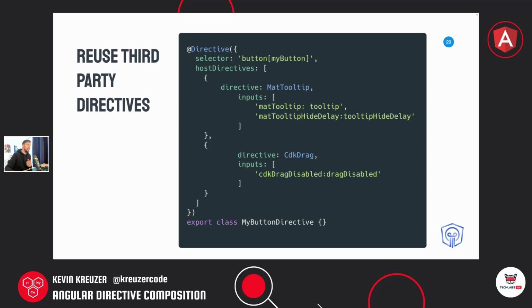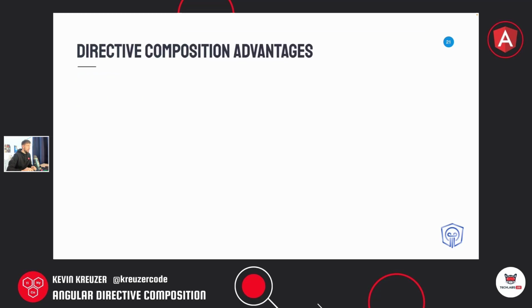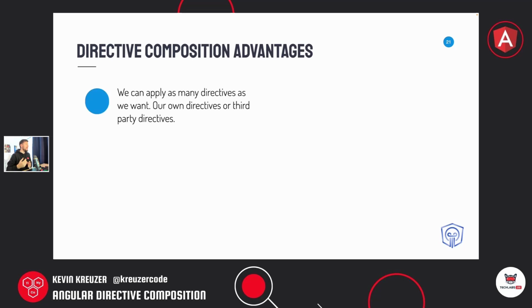And also you can then apply multiple of those directives. So let's quickly summarize what we've learned here. Directive composition has a bunch of advantages and I think it's a pretty cool feature. I hope that you now see the advantages of it. So one of the cool things is we can apply as many directives as we want. So there are no limitations. It can be either our own directives or it can be third-party directives.